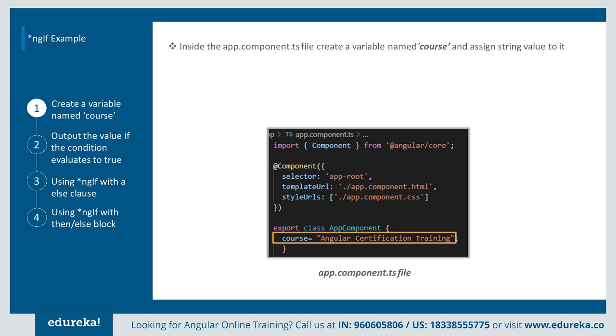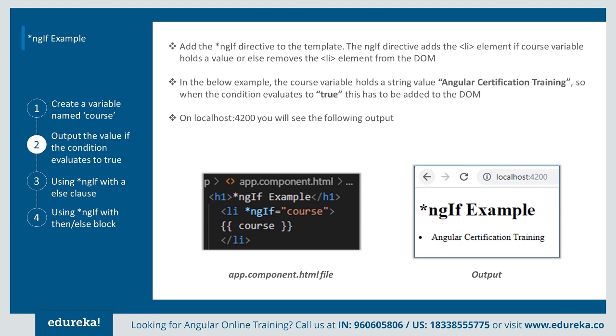Let's assume this is a component. Inside the app component file, create a variable called course and assign a string value to it. They are saying you create a variable called course and assign some value. So if the course is true, they are showing that content, otherwise it will not be displayed.